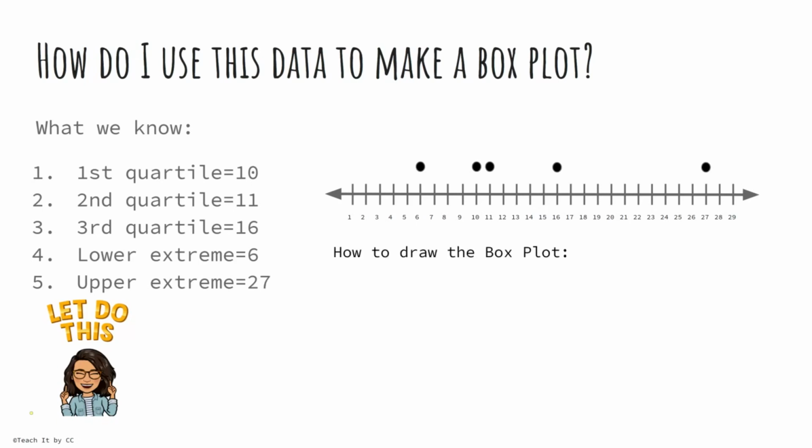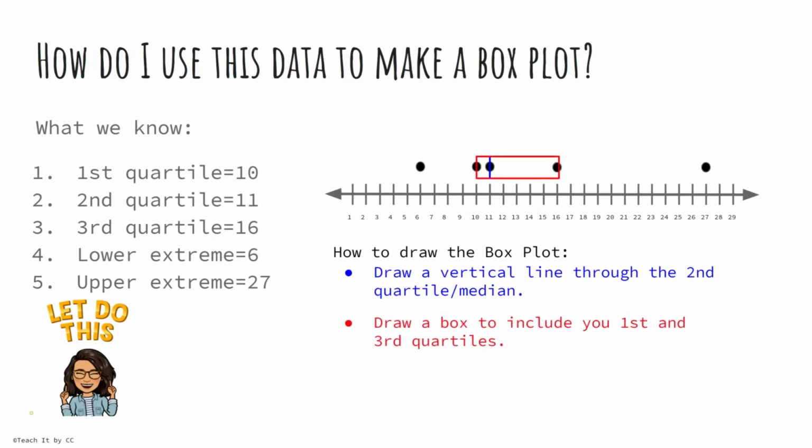So let's talk about how to draw that box plot. Well, the first step is you have to draw a vertical line through the second quartile, or the median, as shown here with the blue line. Your next step is going to be to draw a box to include the first and third quartiles, as shown above with the red box.